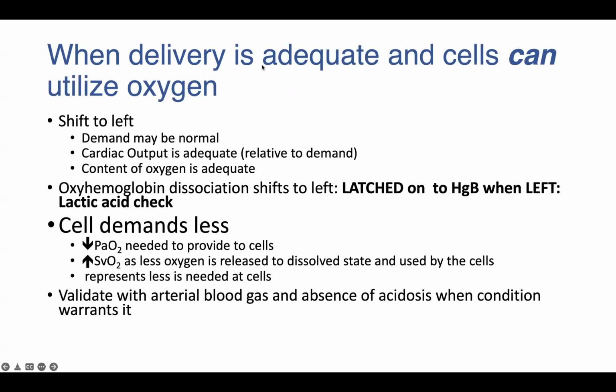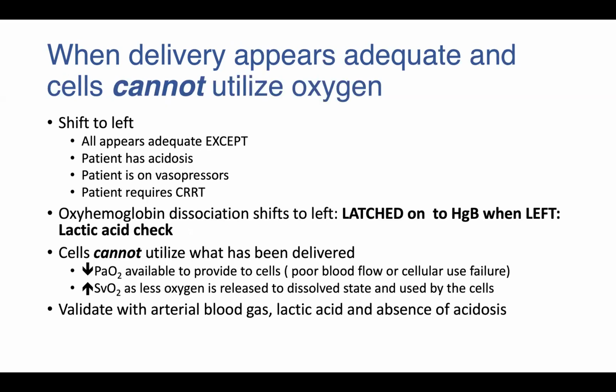When delivery is adequate and the cells can use oxygen, you're going to have a shift to the left. Okay, but I can only know that if I do an acidosis check, not just lactic acid, but metabolic acid. Cells demand less, so less oxygen is needed. So the hemoglobin doesn't need to release it, it hangs on, but an SvO2 of normal or elevated always has to be validated with the clinical condition and the absence of acidosis.